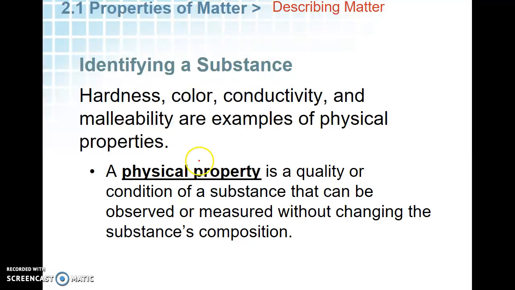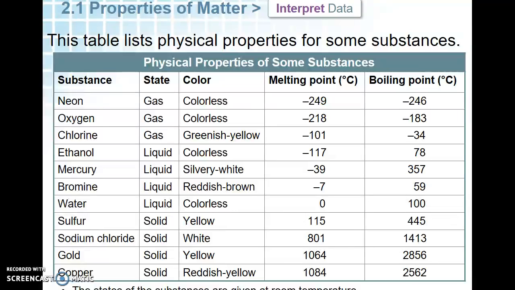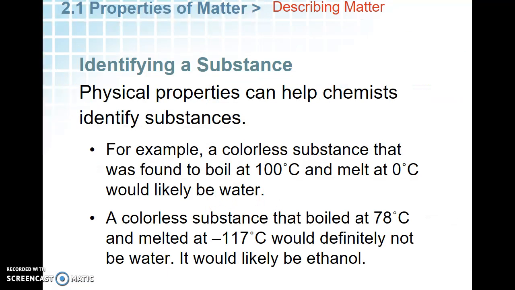We call these descriptions physical properties. A physical property is a condition of a substance that can be observed without changing what it is. We can look at copper and use copper in ways to know these things about copper. Here are some physical properties of different substances, again taken from your text. Neon is a gas, it's colorless, and it has a melting point and boiling point. These are physical properties. So boiling point, melting point, color, state. Those are physical properties. They can also help us identify substances.